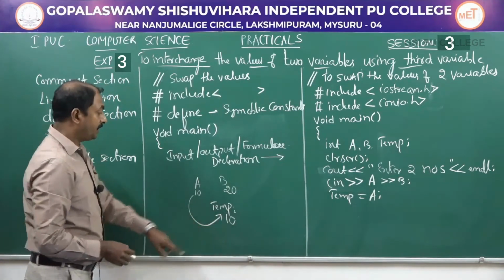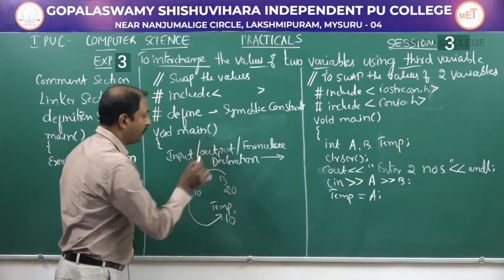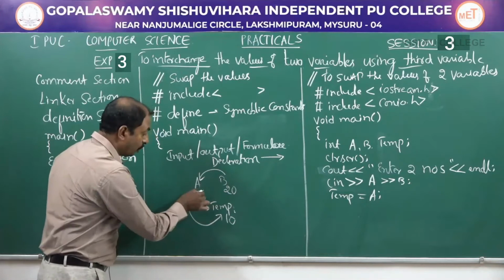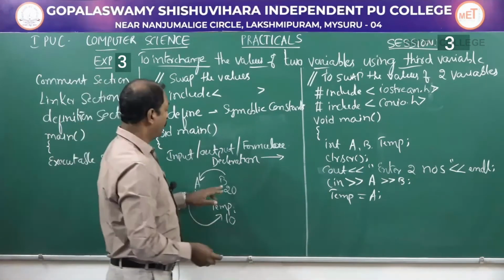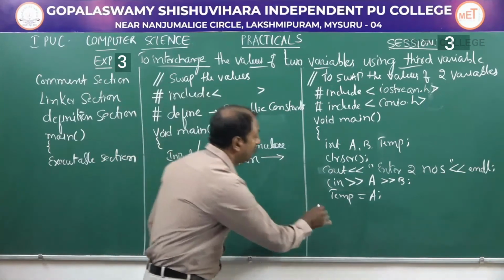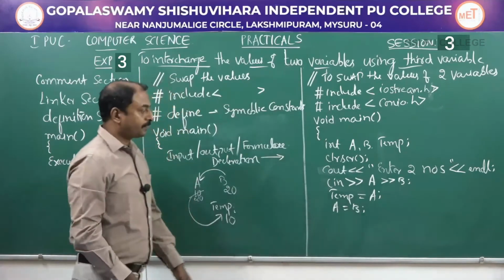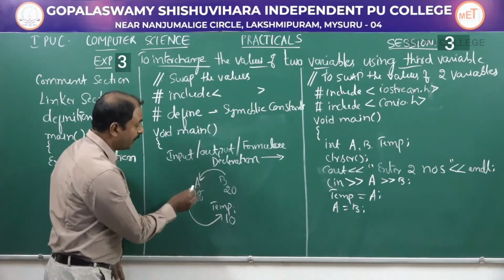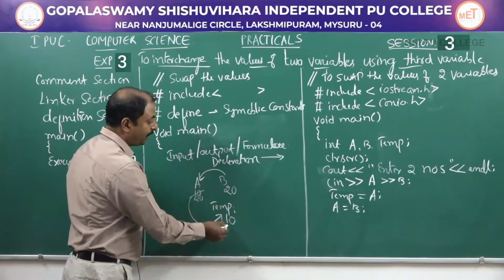After this we have to shift or move the value of b into a. Once you shift the value, it is going to overwrite this, so this value becomes 20. How to write the statement here? a equals b. After this, the value of a is 20, the value of b is 20, but the value of temp is 10.